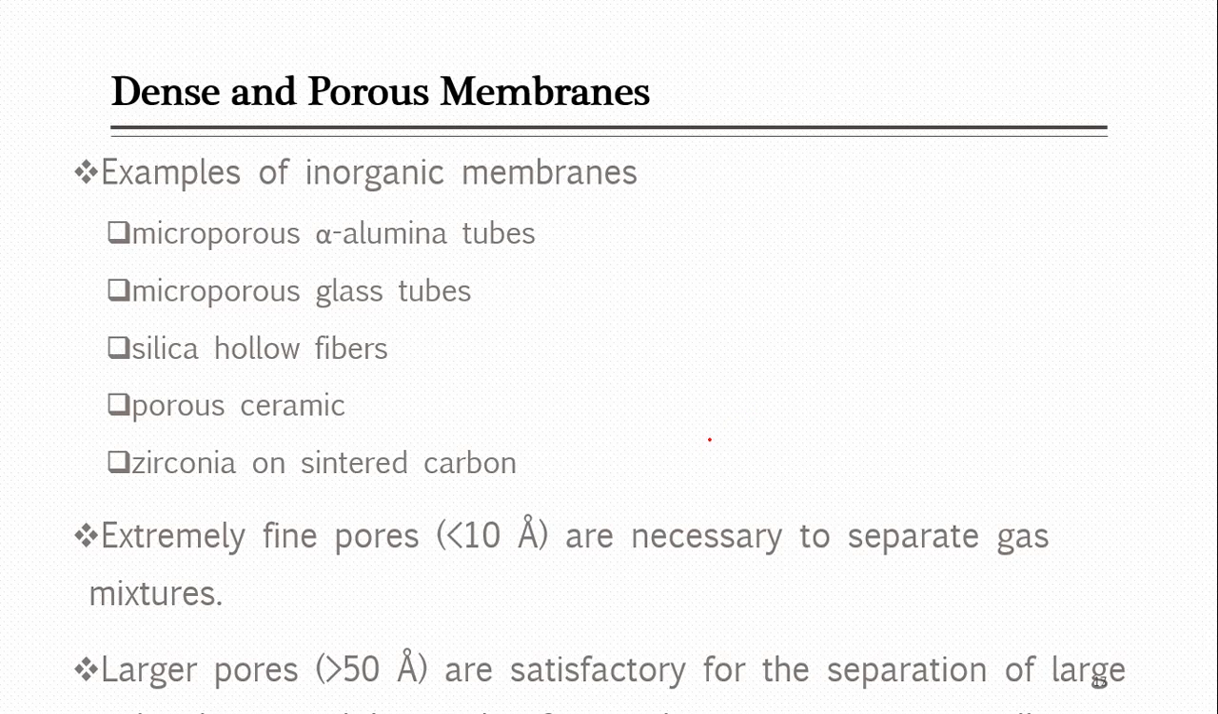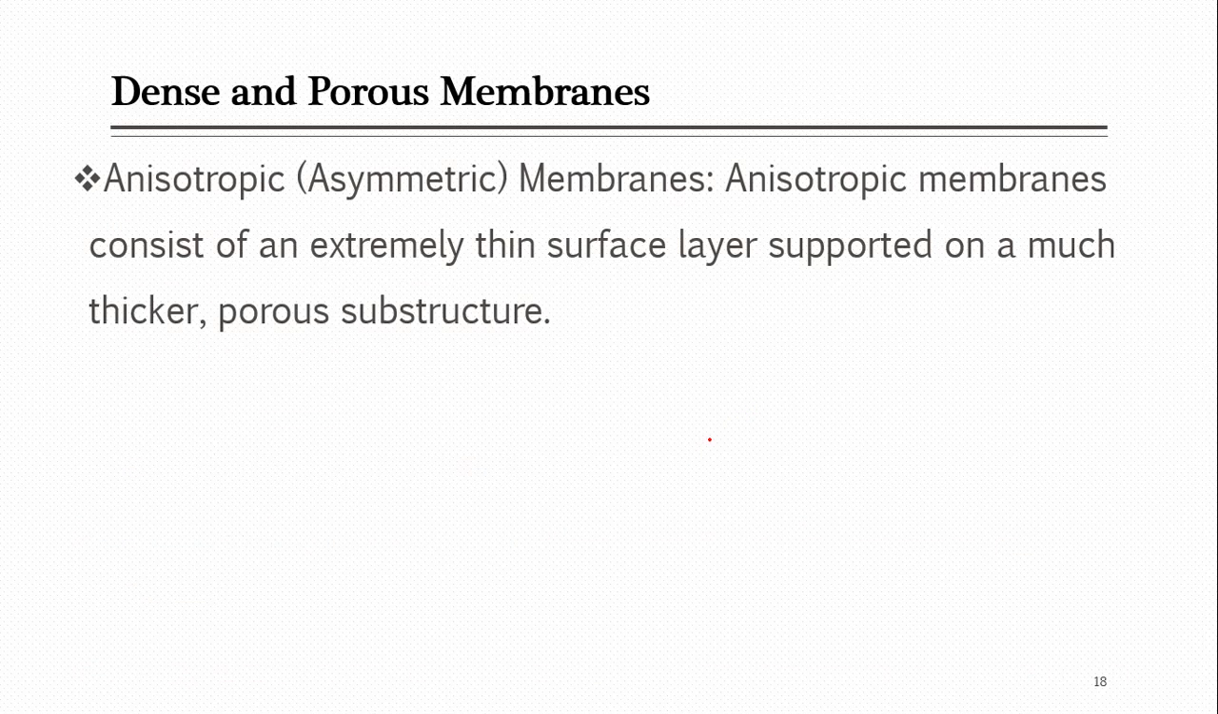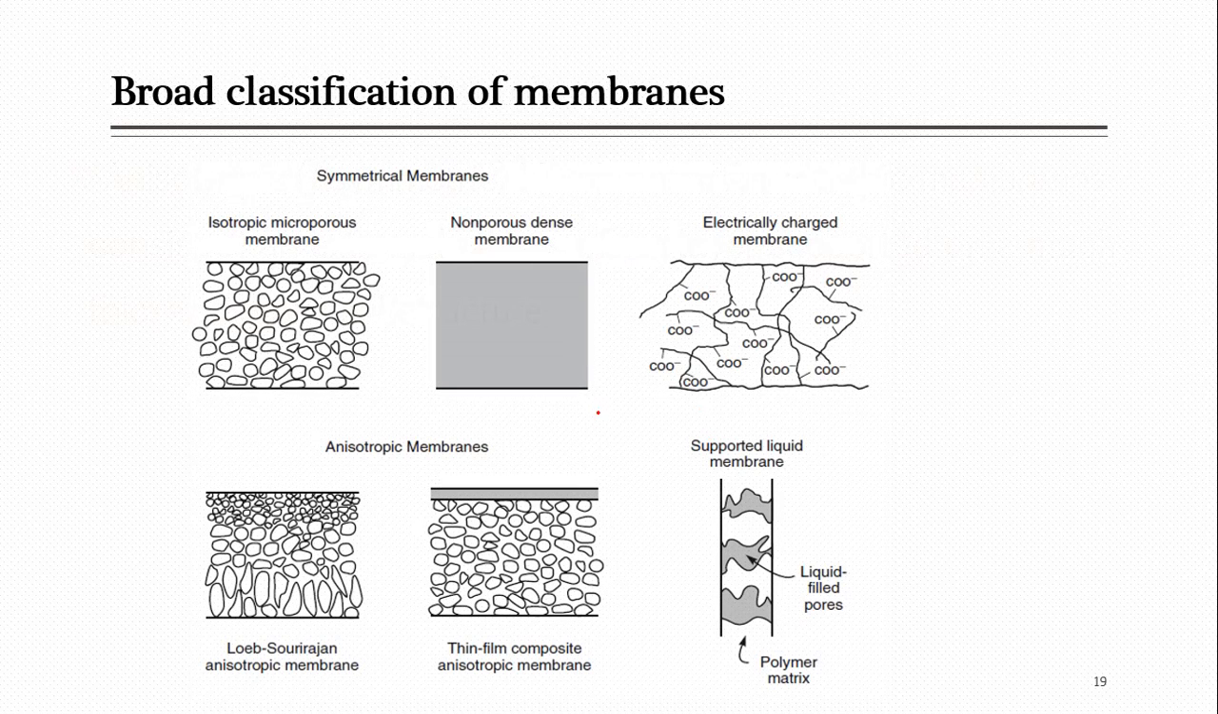So up to here we discussed yesterday, where we finally stopped: in a broad classification, you can look at membranes as symmetrical and asymmetrical types. Symmetrical membranes are those which are symmetric throughout the structure, like here you can see they have more or less the same size pores. This is a dense membrane which is dense throughout the structure, and this is electrically charged throughout the structure.